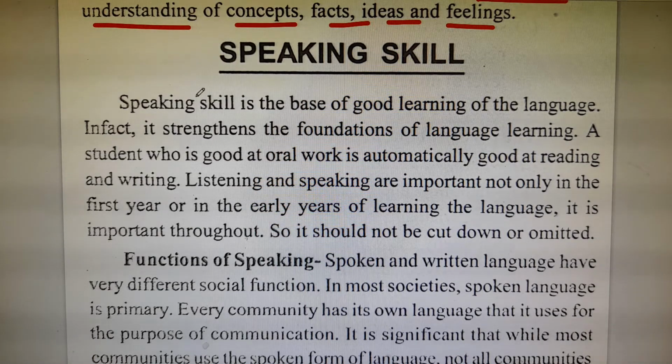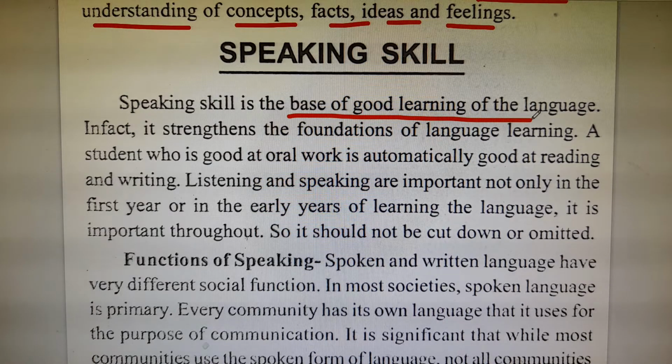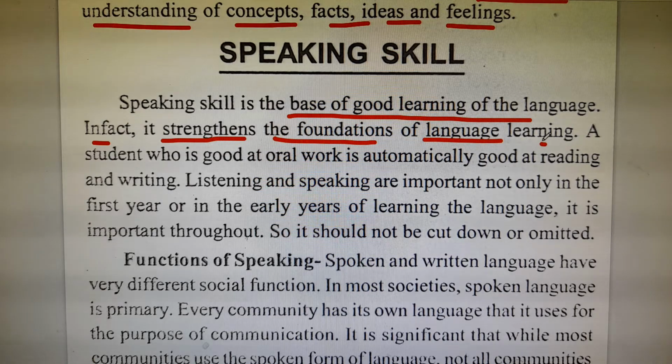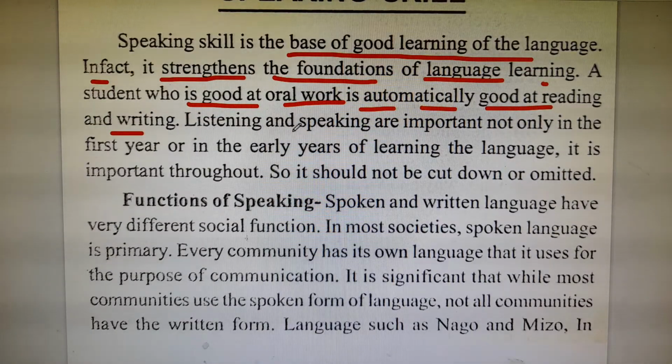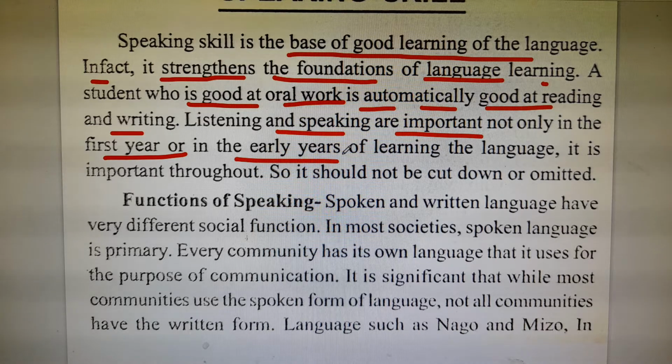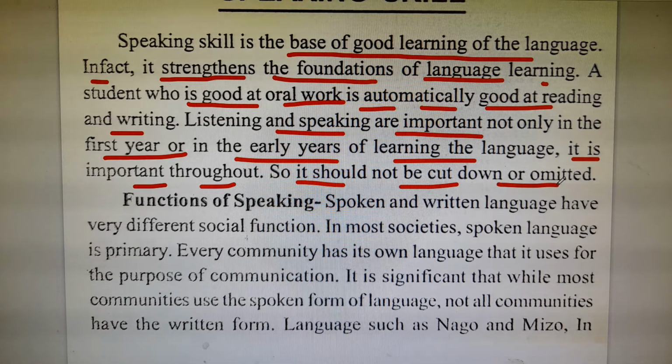Speaking skill. Speaking skill is the base of good learning of the language. In fact, it strengthens the foundations of language learning. A student who is good at oral work is automatically good at reading and writing. Listening and speaking are important not only in the first year, in the early years of learning the language, it is important throughout. So it should not be cut down or omitted.